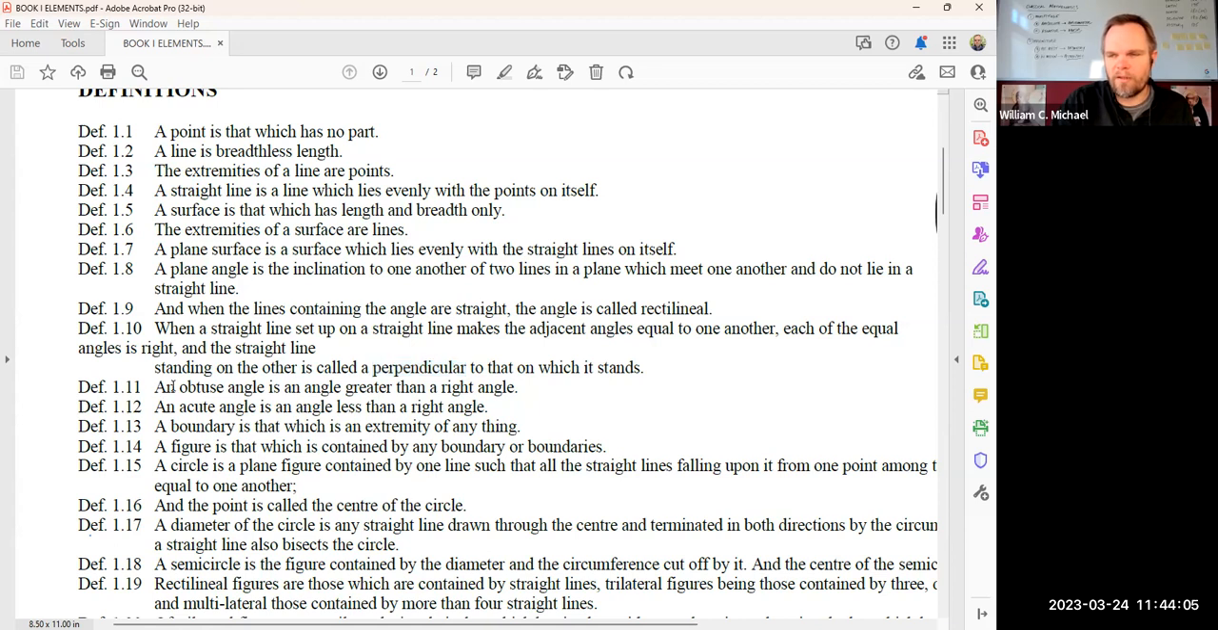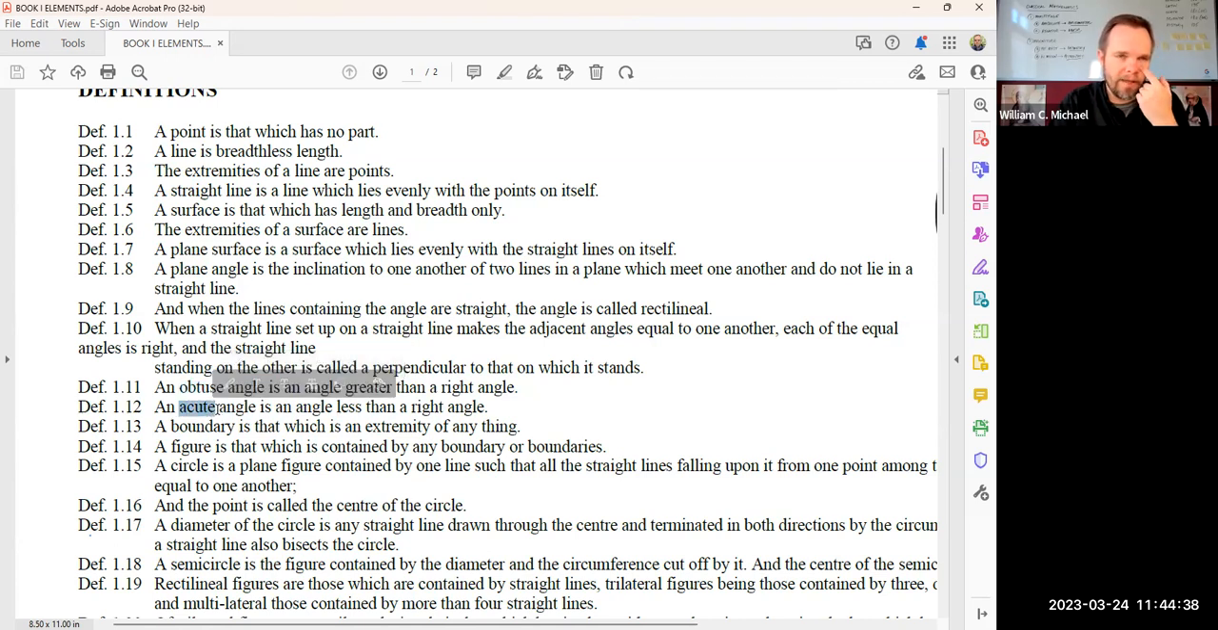In this definition, we learn that an obtuse angle, obtuse, is an angle greater than a right angle, and acute is an angle less than a right angle. So two lines that connect and are perpendicular, forming two equal angles, those two angles are said to be right angles. If the angle is greater than a right angle, it's said to be an obtuse angle. If the angle is less than a right angle, it's said to be an acute angle.